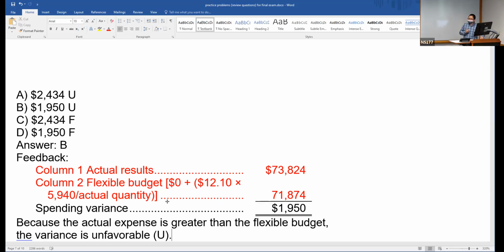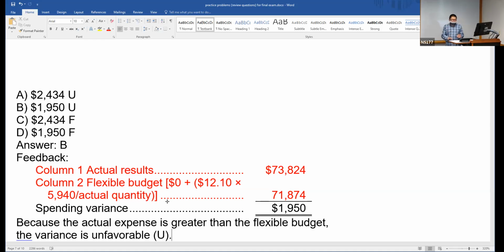flexible budget. And you just remember that the flexible budget is flexible because it's based on the actual realized quantity. But the planning budget is not flexible because it's fixed. It's based on the budgeted quantity or budgeted activity level. That's why it's not flexible. So the number is fixed there.